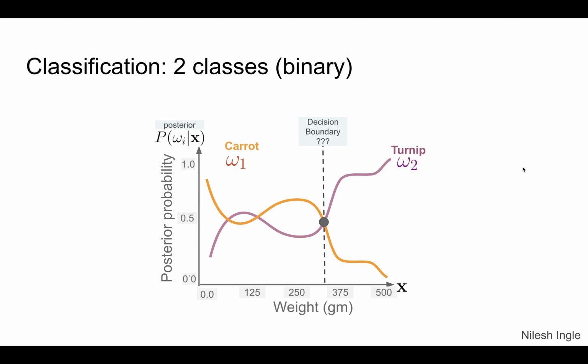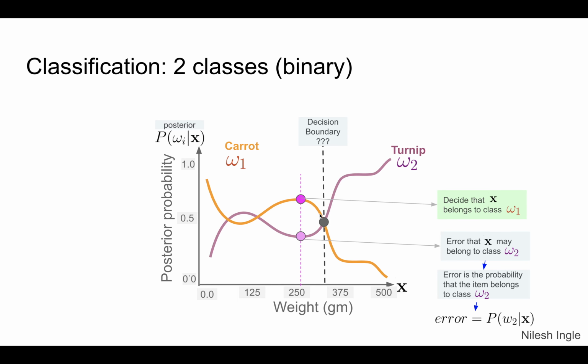Now, on this plot that we have seen before, we have the posterior probability curves, and the point where both of these curves intersect is the point where the probabilities for both classes are the same. So it could be classified as carrot or it could be classified as turnip. Both have a posterior probability of 0.5, and the dotted line shows the decision boundary at that point. This is an arbitrary location. It could have been anywhere on this plot, but I've chosen it there.